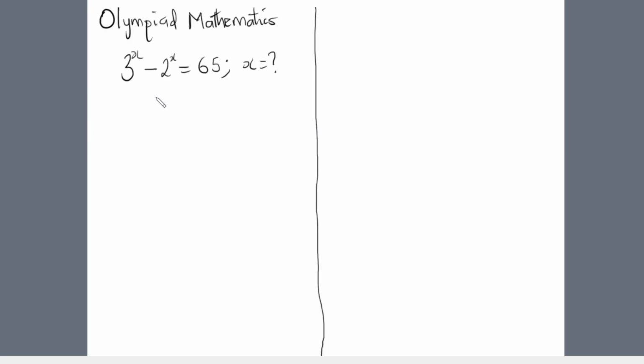Today we are looking at this Olympiad maths question. It says 3 to the power of x minus 2 to the power of x is 65. Then what is the value of x? So this is how we solve it.